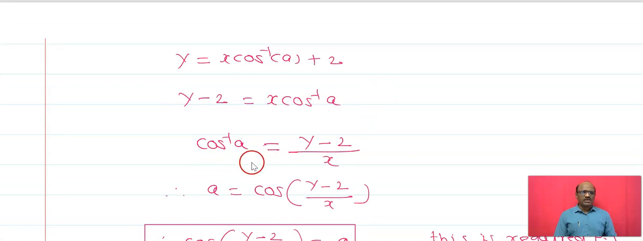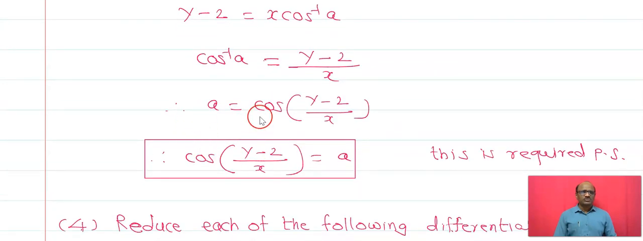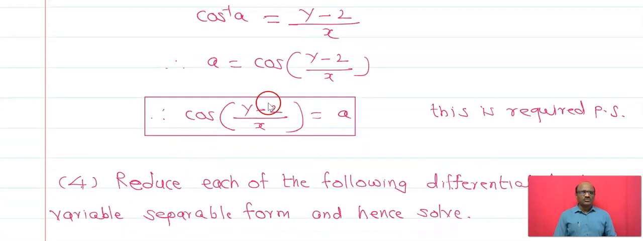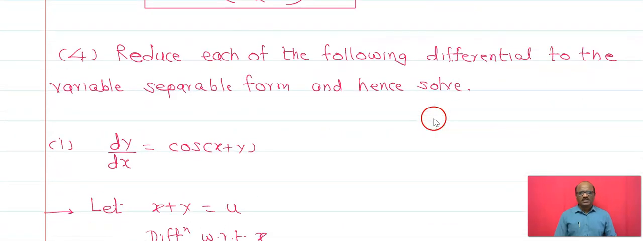Therefore cos inverse of a equals (y - 2)/x, and therefore a equals cos of (y - 2)/x, and therefore cos of (y - 2)/x equals a. This is the particular solution. I will solve question number 4.